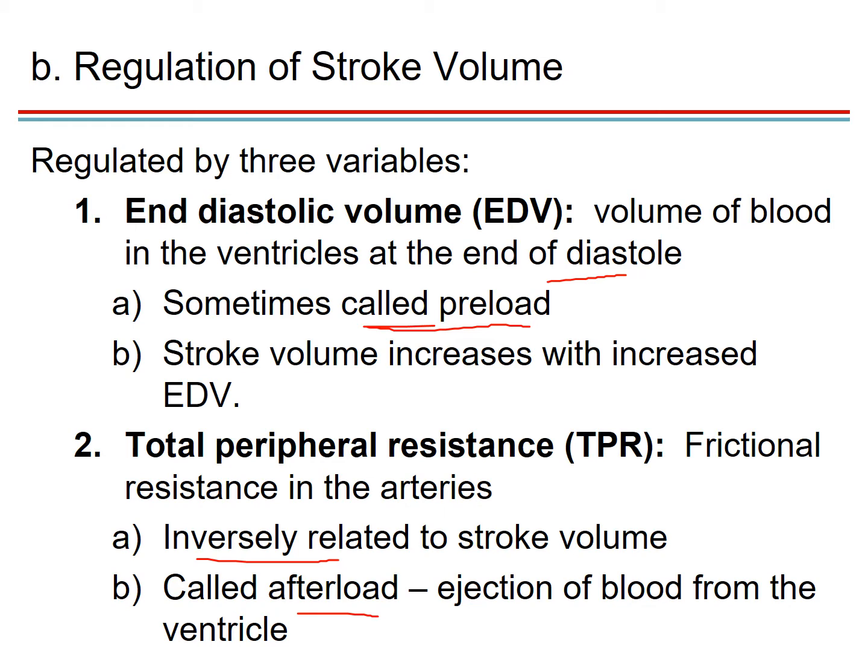And to eject blood, the pressure generated in a ventricle must be greater than the pressure in the arteries because, as we need to recall, blood flows from high pressure to low pressure. Okay, and so having a high peripheral resistance is going to lead to higher amounts of pressure.